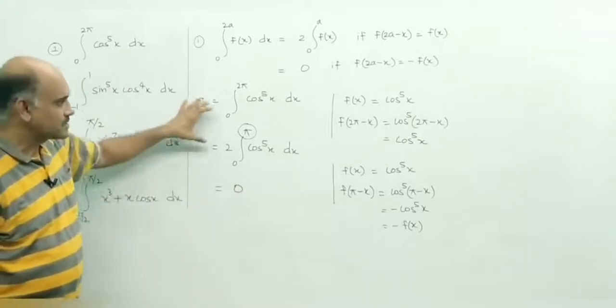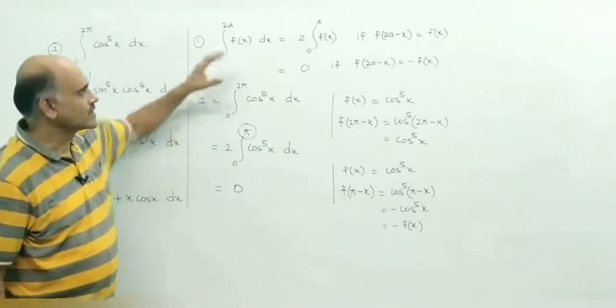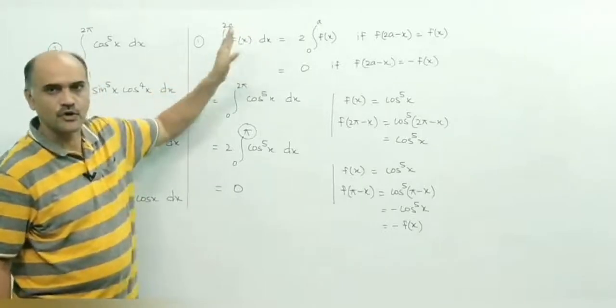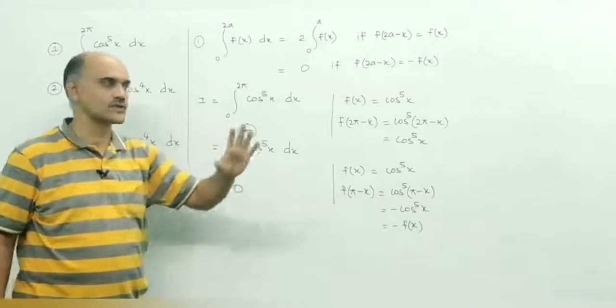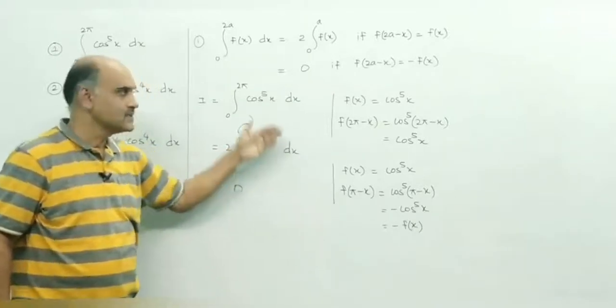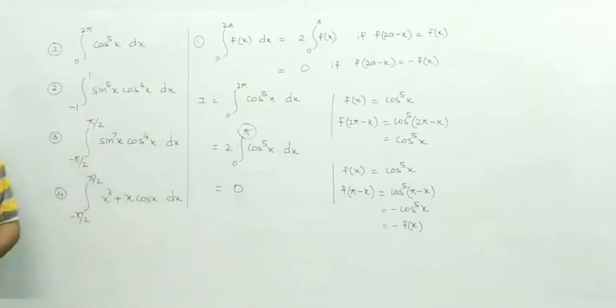Such problems will be asked for 2 marks with the property. Property will be for 4 marks, problem will be for 2 marks, so total 6 marks. Clear? You can note down. Then we will see the next 3.